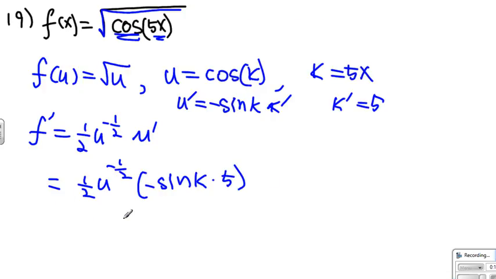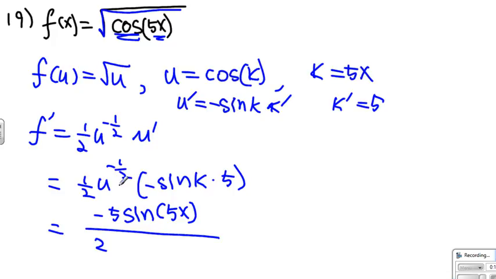Now, when we simplify everything, we realize that we have negative 5, and then sine of k being 5x, so we have sine of 5x on top, whole thing divided by 2 from the first fraction, and then 1/2 u to the negative 1/2 means square root of u, which becomes the square root of cosine of 5x. That becomes our final answer, f prime of x.